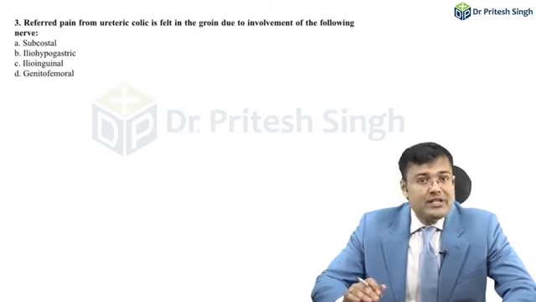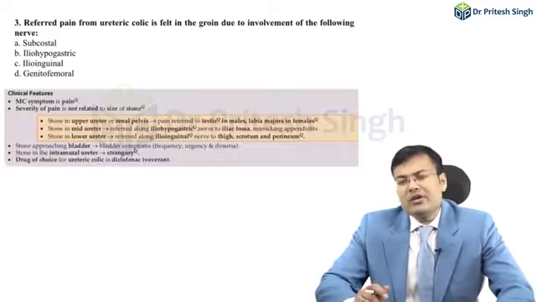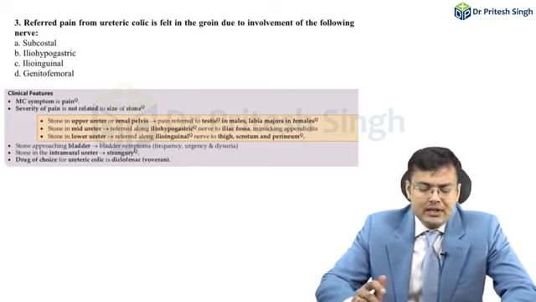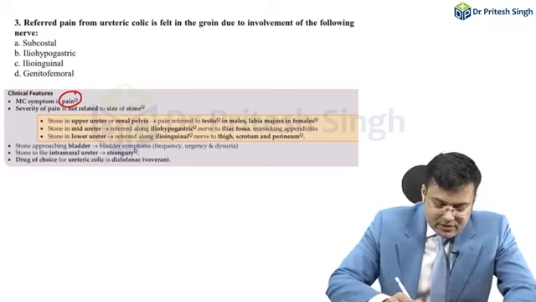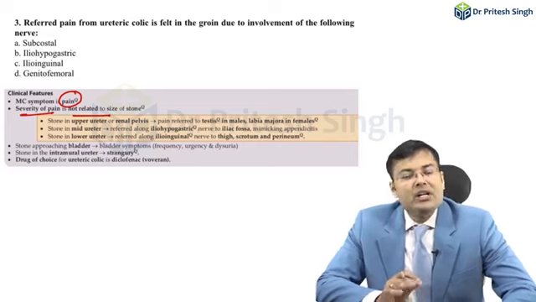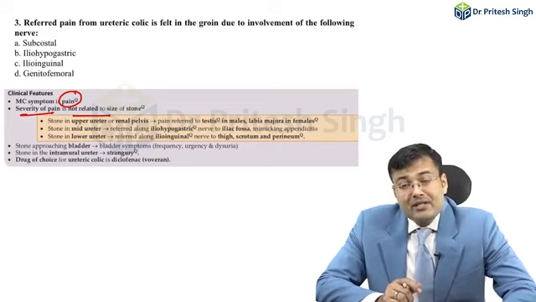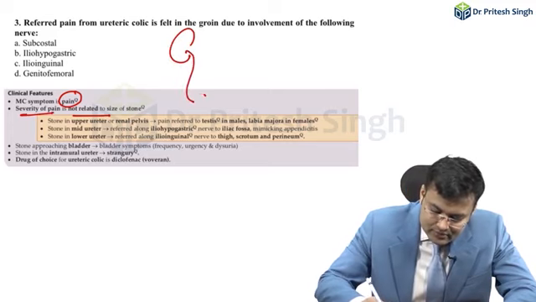So see the questions related to referred pain first, and then we will discuss the question. In cases of renal and ureteric colic, when there is stone, the most common symptom is pain. But be careful, the severity of pain is not related to size of stone. Now, the radiation of pain depends on the location of stone. Suppose this is kidney, this is ureter, and this is the bladder.